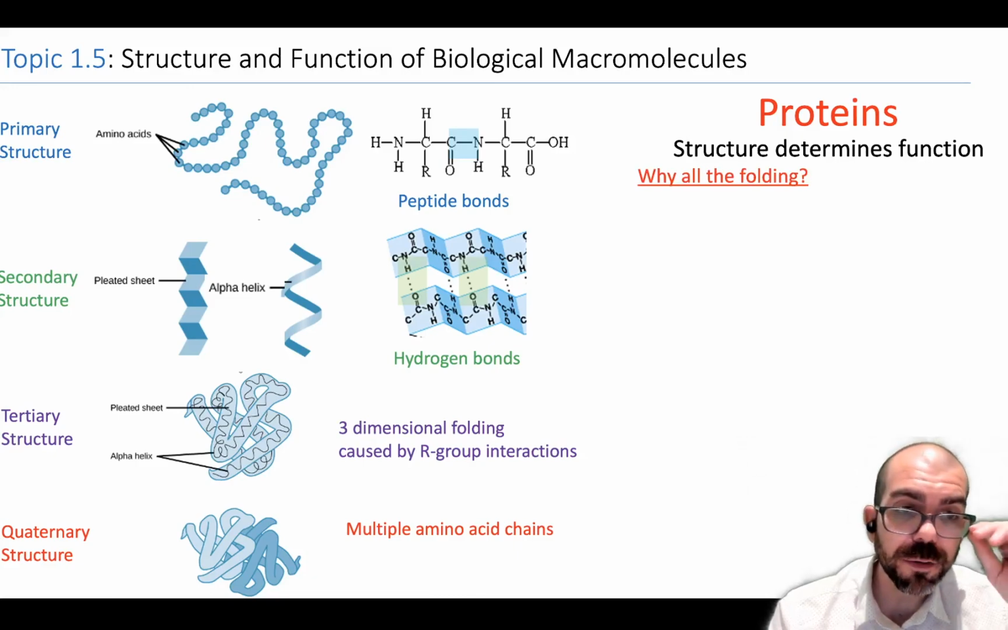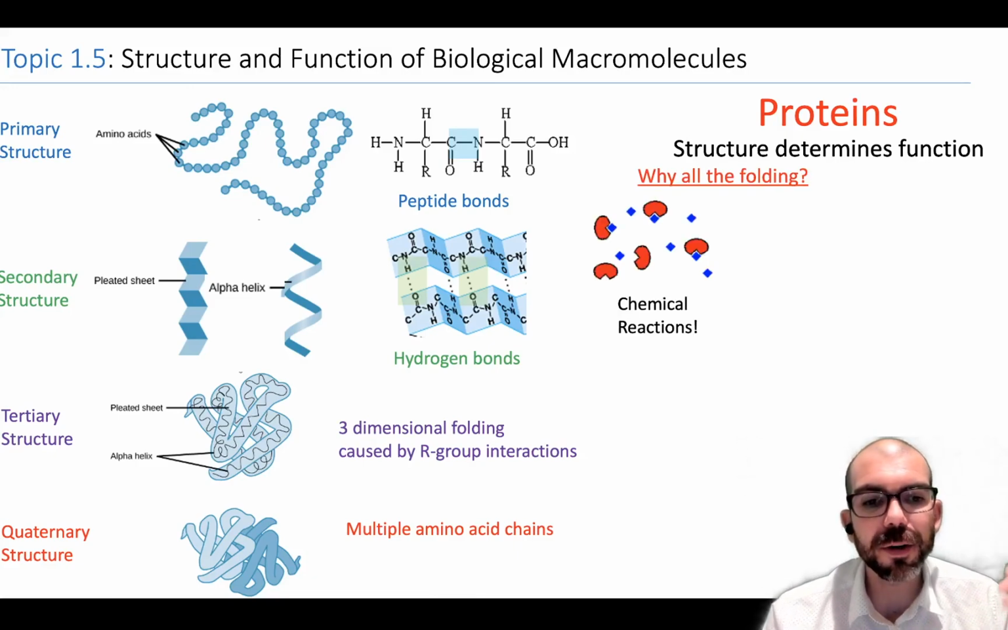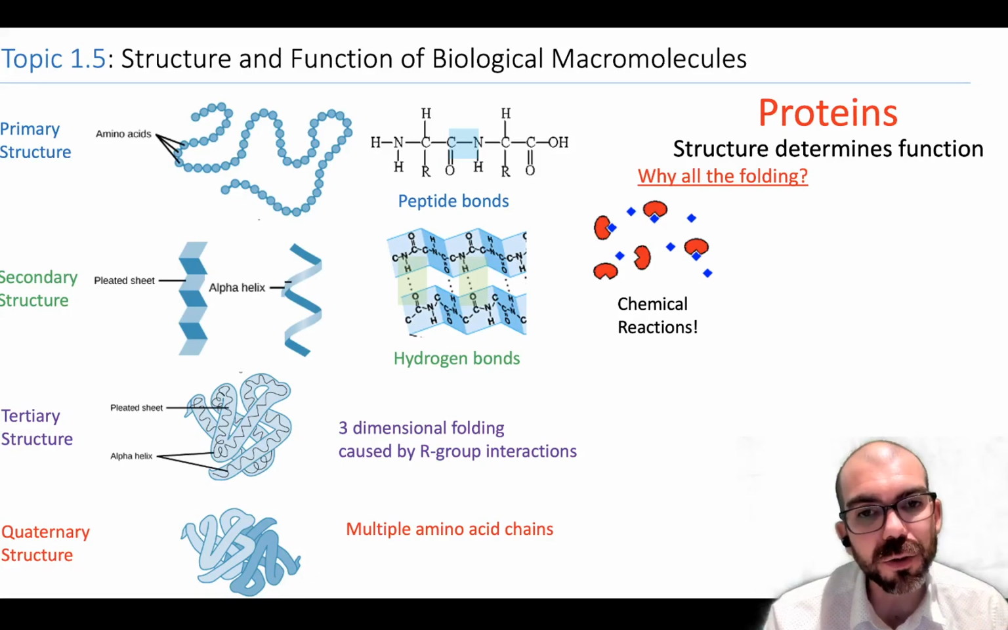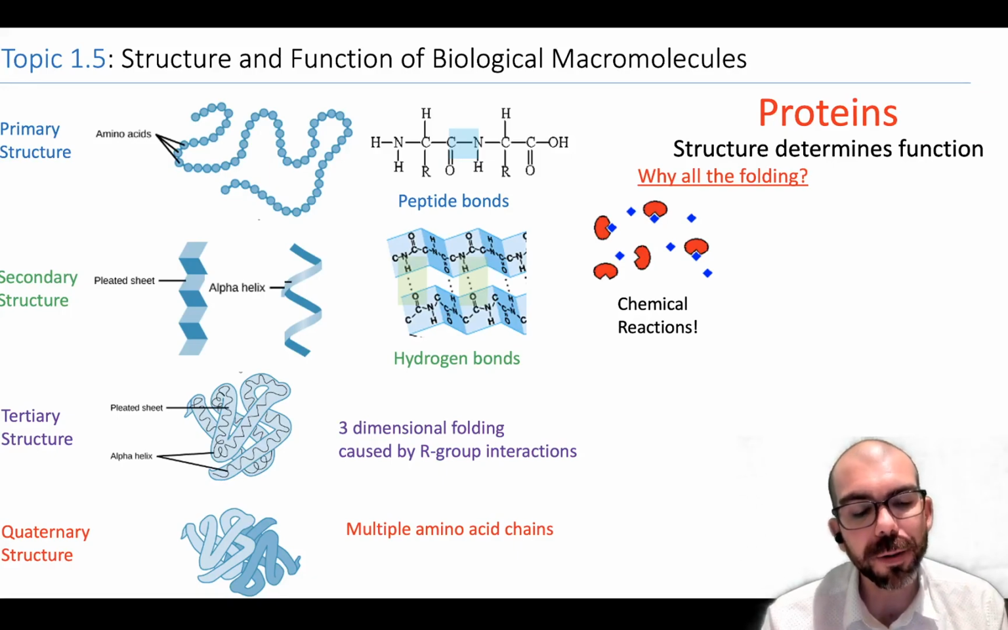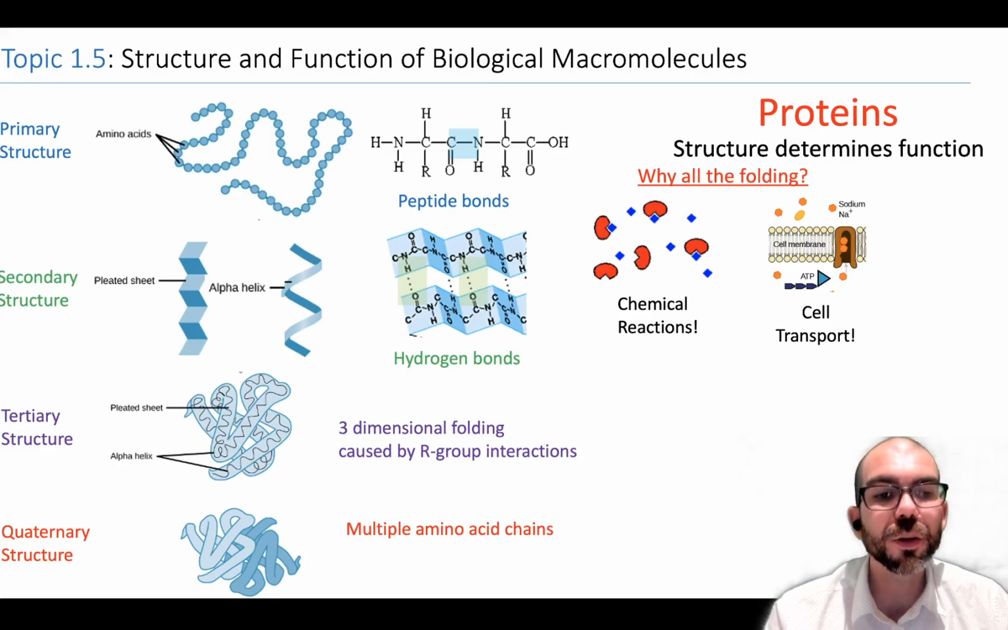Why all these folds on folds on folds on folds? Well, chemical reactions. If I'm going to do a chemical reaction, meaning I'm going to build something or break something in the cell, I need a unique three-dimensional object to do that, something that will capture what I'm going to break or what I'm going to build. This is also for cell transport. If I'm going to move something through the cell membrane, I need a unique 3D tube to move things in and out.